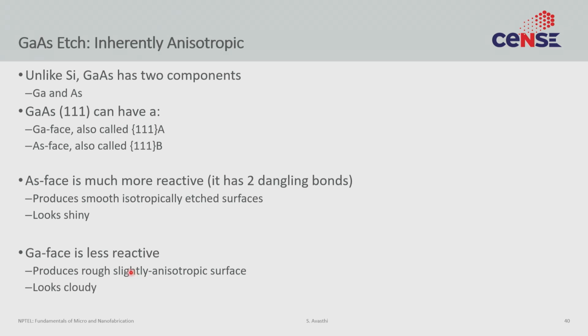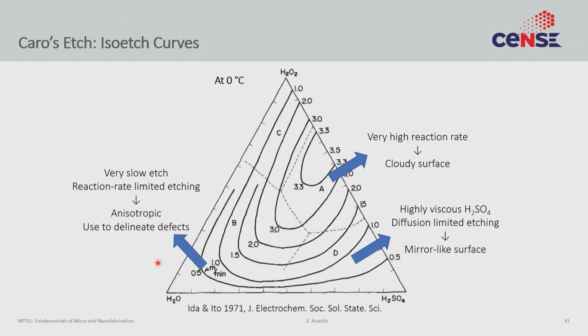They may produce rougher surfaces, slightly cloudy looking surfaces, which can have impact on your optical devices. So this is something to keep in mind. So let's go ahead and actually look at the etch of gallium arsenide.